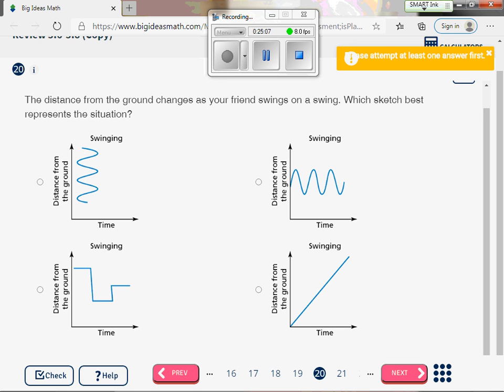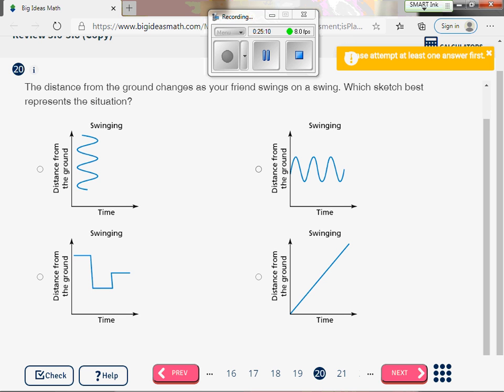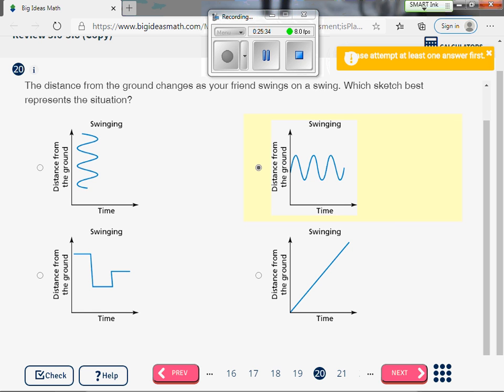Now this next few here is asking us to show the graph of the distance from the ground as your friend swings on a swing. So as you're swinging, you're going up, away from the ground, and then back towards it, yes? And then away, and then towards. So the distance from the ground should be increasing, then decreasing. The one this best fits would be this one here. It's going up and down, up and down. And that's all we have to do for this.